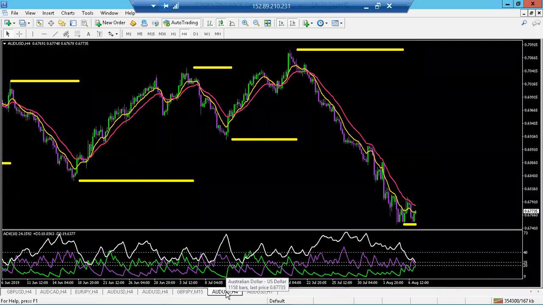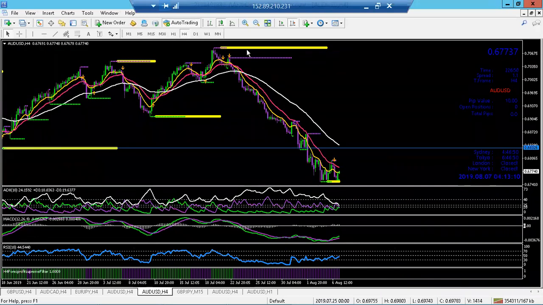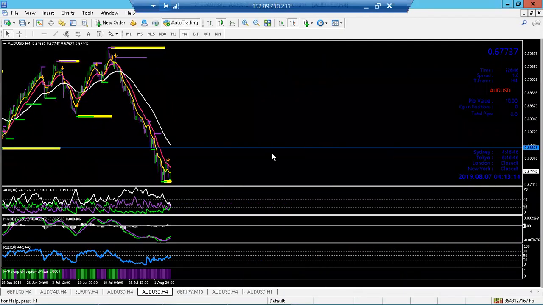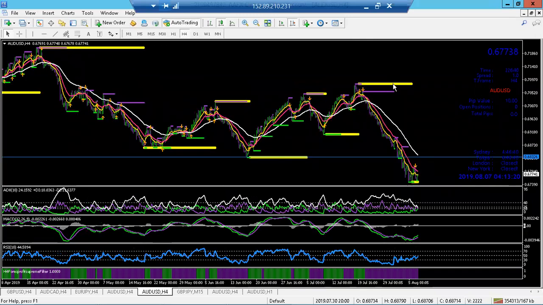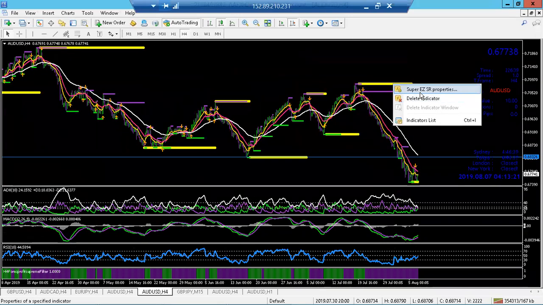That's a really good question. So this is not the right chart. I don't know why that one keeps coming up. Hold on. There we go. The yellow ones right here are set at daily, and these ones are set at 4-hour. These are the original ones. They were given out with the group. So this is the SuperEZ SR properties, right?